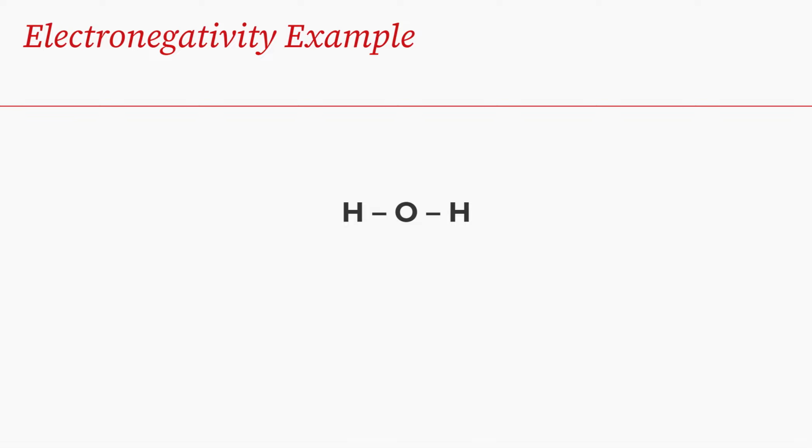Another example, here we have water, H2O. Hydrogen, like we said, has an electronegativity of 2.1. Oxygen has an electronegativity of 3.5. So that one is partially negative, and the hydrogens are partially positive. And we see here they actually have two dipole moments. And you would draw it like this, the positive end pointing towards the negative end.